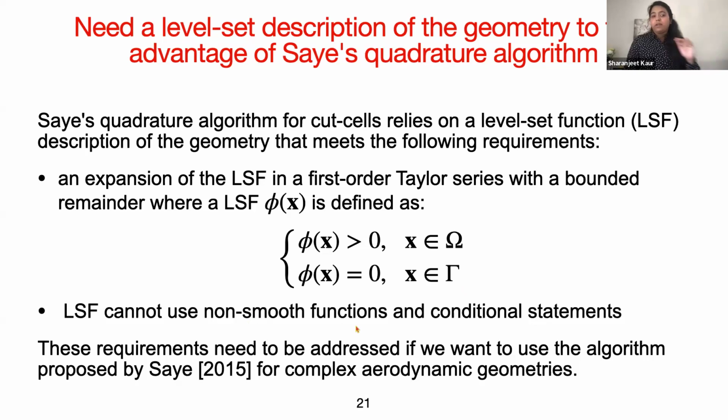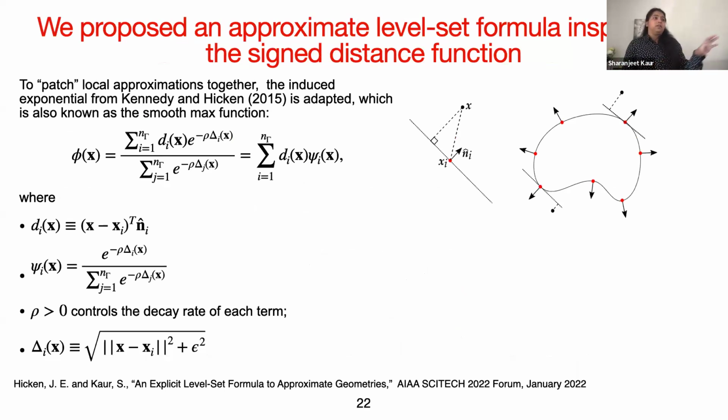Another condition was that we cannot use non-smooth functions, and even conditional statements cannot be used. And level set functions are available for simple geometries like circles and ellipses, but we are interested in aerodynamic geometries like an airfoil. So in order to fulfill these requirements, we came up with an approximate level set function that was inspired by the signed distance function. The logic here is, if you are given a finite number of points on the boundary, and you know the coordinates and normal vectors, then you can define a local distance function, x minus x_i transpose with the normal vector. And we can patch these approximations together. That's how we came up with this level set function.